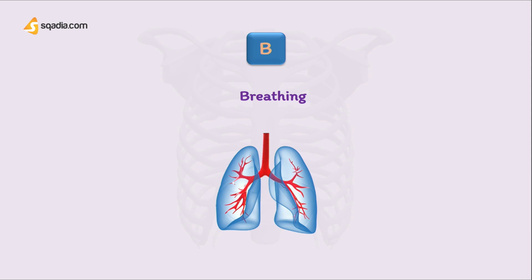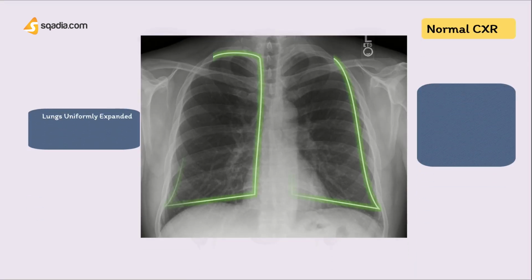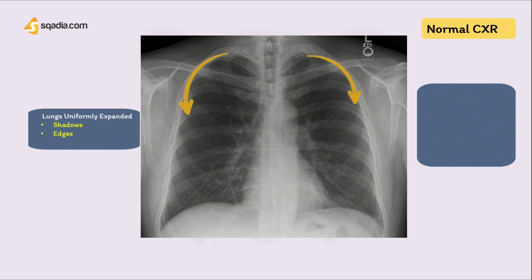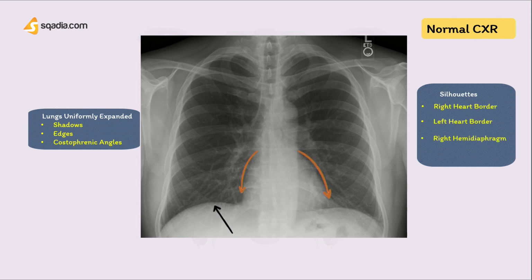Now next, we'll look at the breathing. Are the lungs uniformly expanded? Compare the lung fields and look for any white areas or shadows. Look around the edges of each lung. Look at the costophrenic angles and look for the four silhouettes: the right heart border, the left heart border, the right hemidiaphragm, and the left hemidiaphragm.